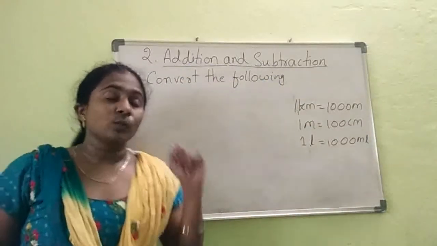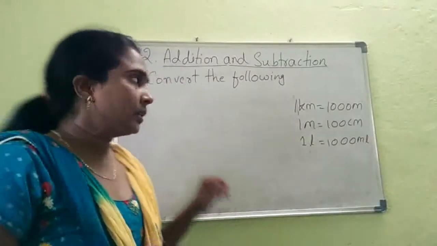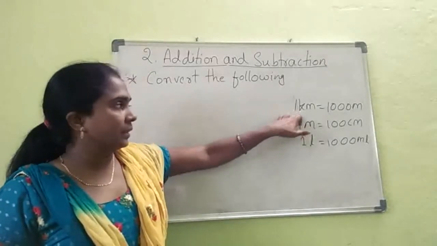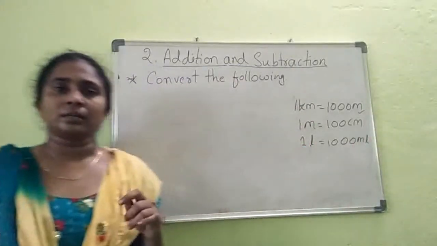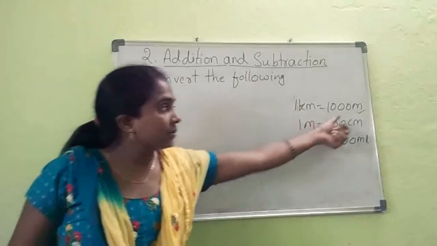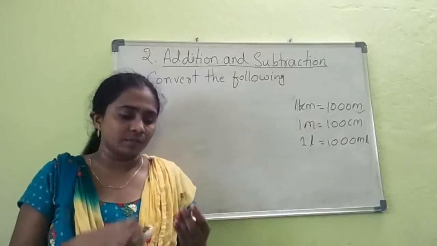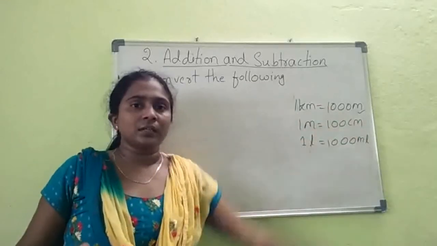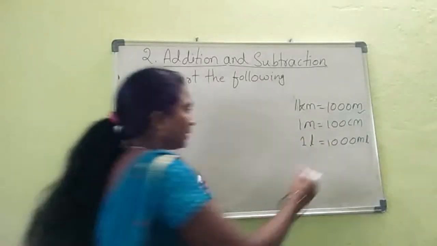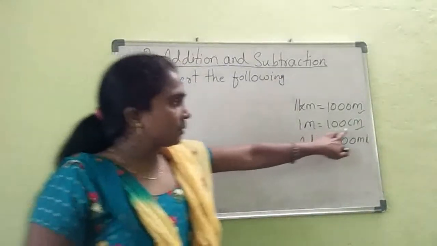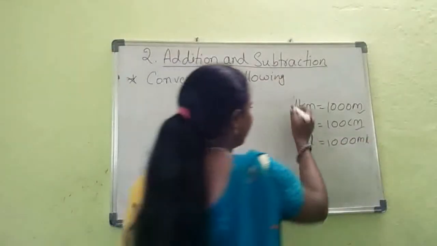See, suppose I ask what is the distance from your home to the school, right? Suppose you say the answer is 1 kilometer, right? So that 1 kilometer is equal to 1000 meters. That means whether you say 1 kilometer or 1000 meters, the distance from home to school is the same, right? Similarly, 1 meter equals 100 centimeters. 1 liter equals 1000 milliliters, right?